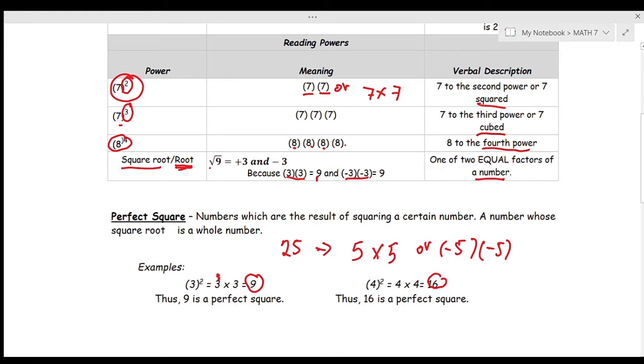Pag sinabi natin perfect square, meron tayong isang number na kapag minultiply natin yung number sa sarili niya, the result is a perfect square.